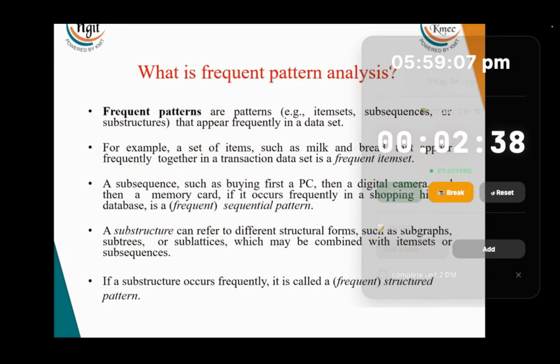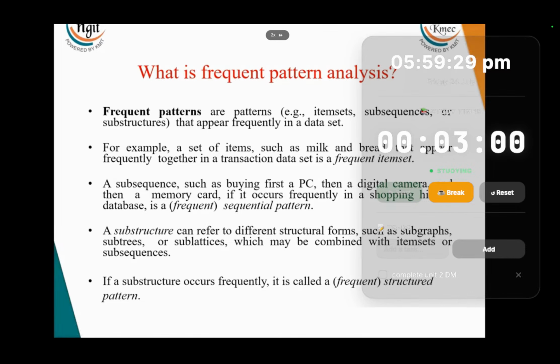Now, what are frequent patterns? Basically, frequent patterns are the patterns. Here, patterns refer to item sets, subsequences, or substructures which appear very frequently in the data set. So if I'm saying a frequent set of items, such as milk and bread, how frequently are people buying bread along with that milk? Such sort of things we call frequent item sets. And what is a subsequence?